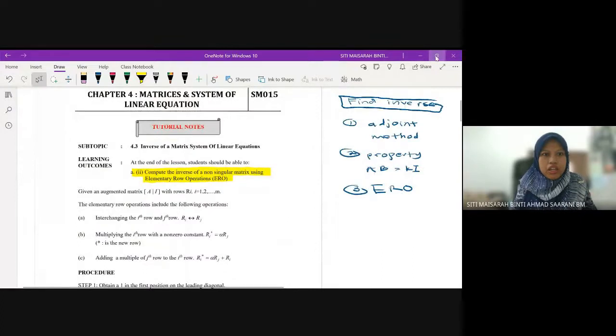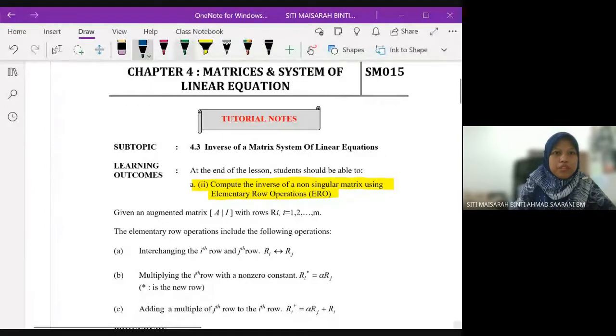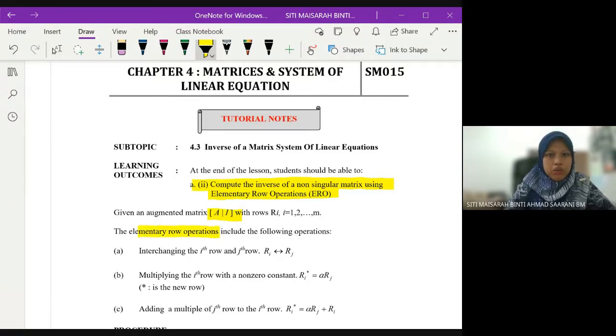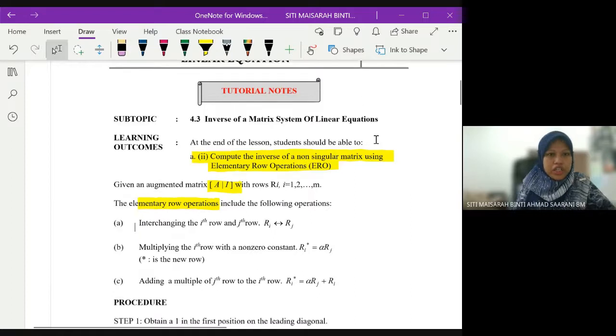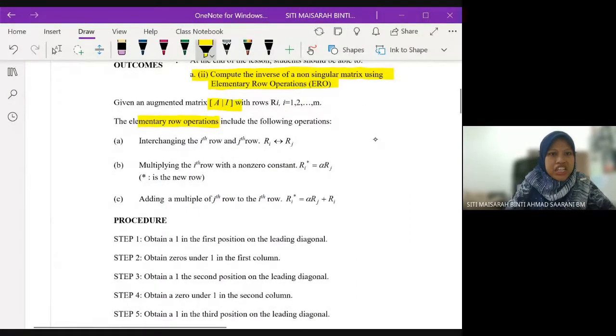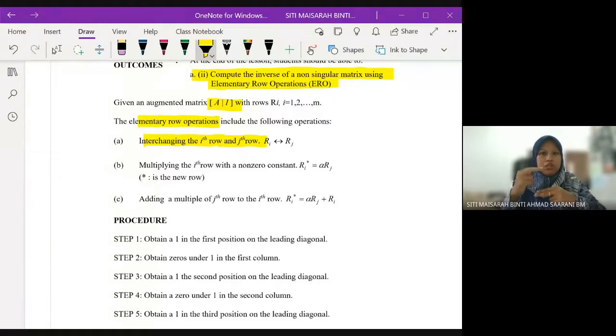Given an augmented matrix, we call it an augmented matrix AI with rows Ri, i equals 1, 2 until m. The elementary row operation includes the following operations. There are three operations. The first one is interchanging the i row and j row. So let's say we want to interchange row 1 with row 2. Then kita switch row 1 ke row 2, row 2 ke row 1.